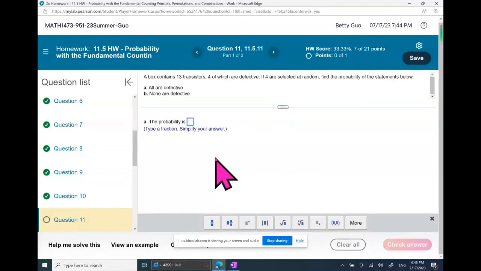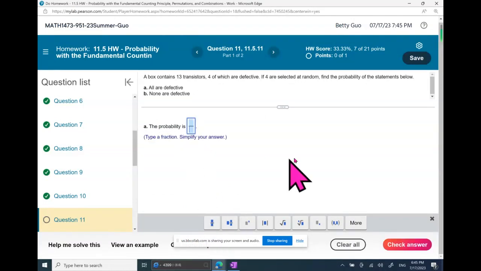So this is a box, so this is a combination problem. Let's find the denominator. The experiment here is to select 4 at random from the 13, so C(13,4). Enter 13 first, and then go to math, probability, nCr, 4. I got 715 as the denominator.